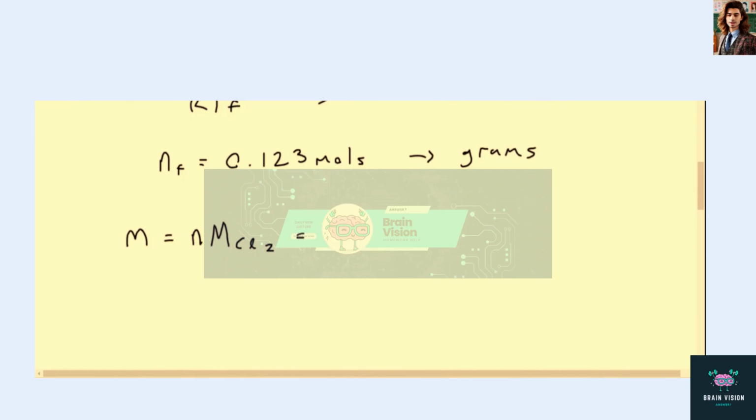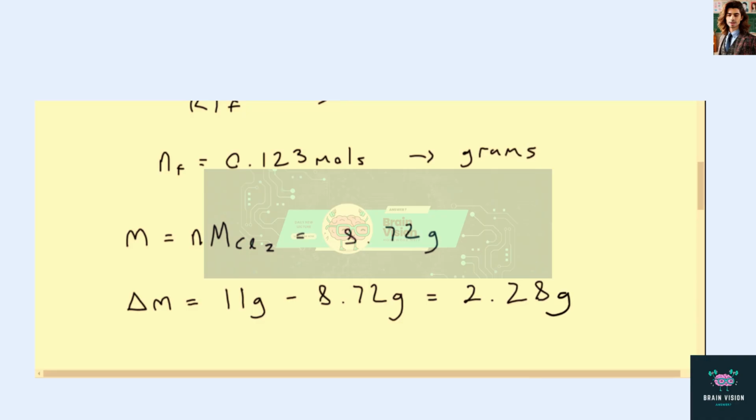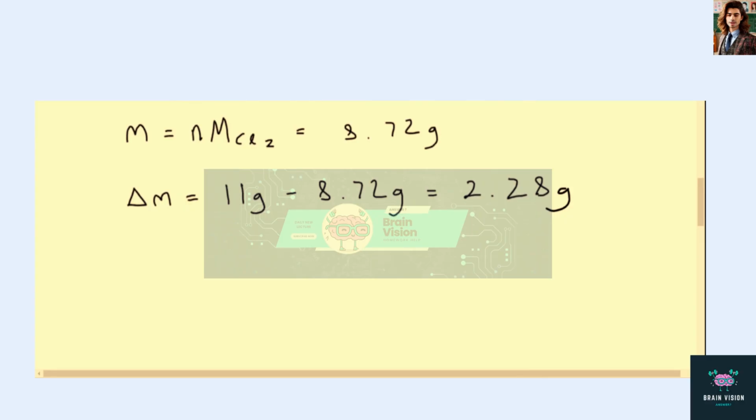So if we do that, we'll get that there are 8.72 grams of our gas remaining in our tank. So the change in mass, or how much leaked out, is going to be the original amount, 11 grams, minus how much is left. And that'll come out to be 2.28 grams. So we just determined that 2.28 grams of our chlorine gas leaked out of our tank.